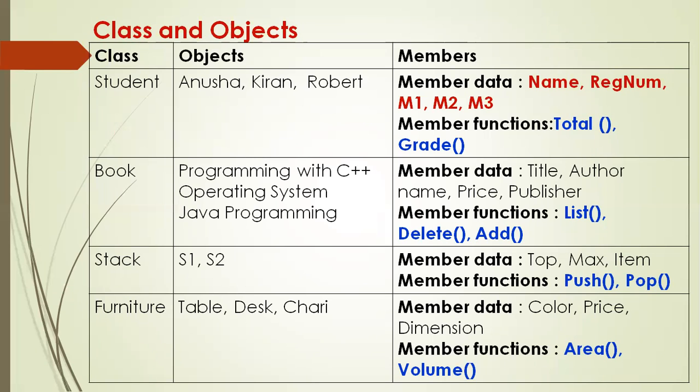The next one is furniture. So the class name is furniture. Examples of furniture are table, desk, chair, etc. They are considered as objects. The member data of any furniture are the color of the furniture, the price of the furniture, and the dimension. The member functions are area of the furniture and the volume. So these are some four different examples of classes and corresponding objects of the classes. We also discussed the member data and the member functions included in each object.